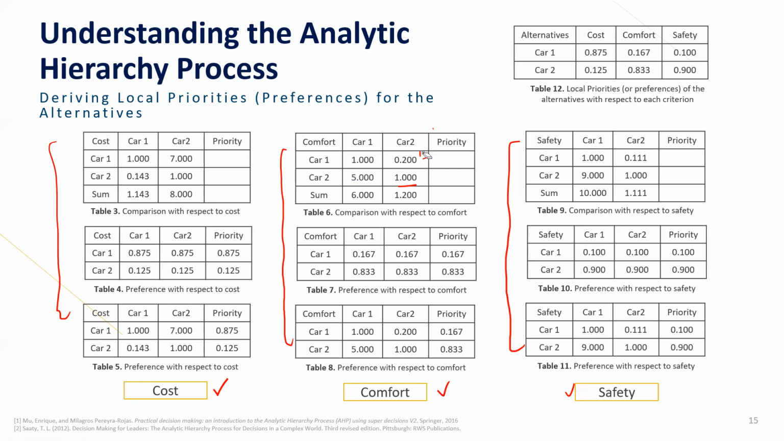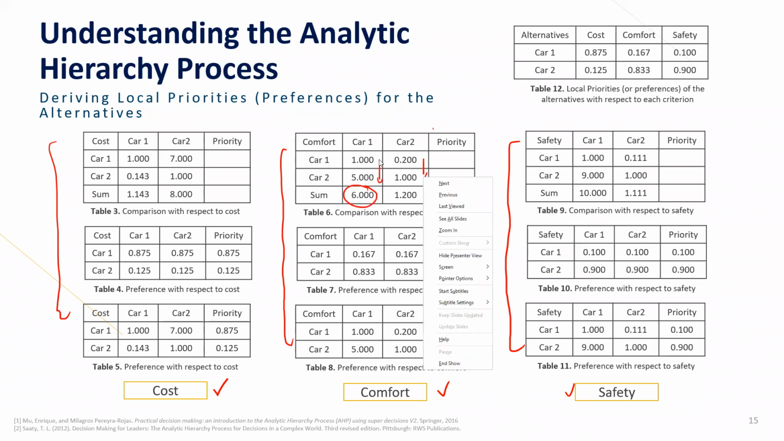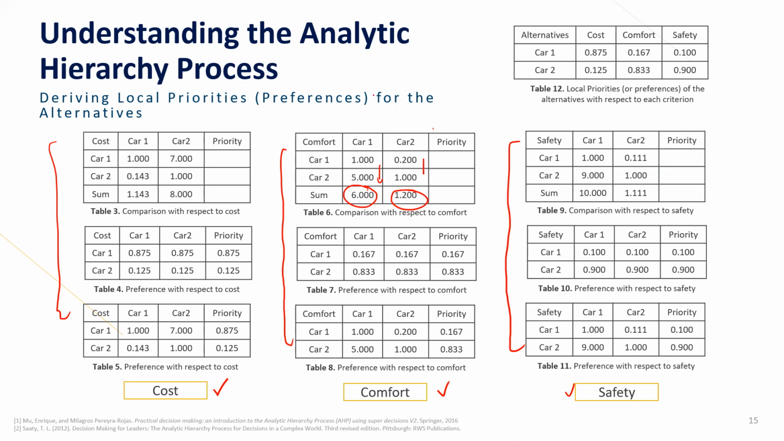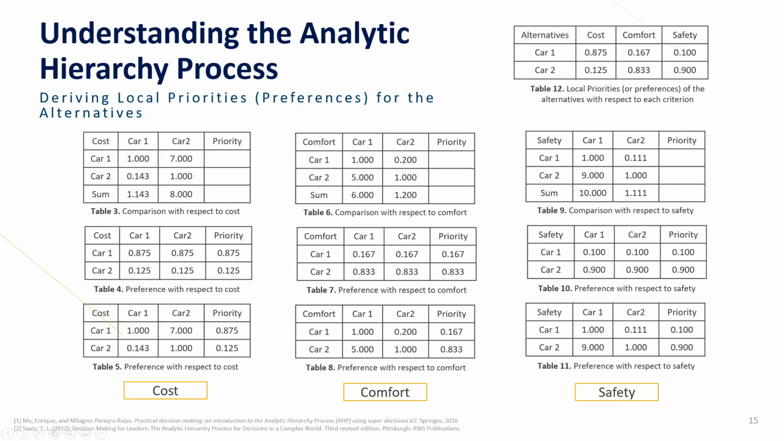Sum the column. 1 plus 5 equals 6. 0.2 plus 1 is equal to 1.2. Okay. And then you normalize it. Divide each value by the column sum: this divided by this equals this. 5 divided by 6 is equal to this. Okay. Normalize it. And then after you normalize, you calculate the priority.